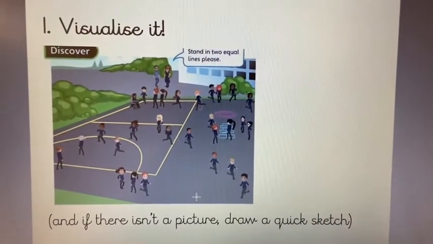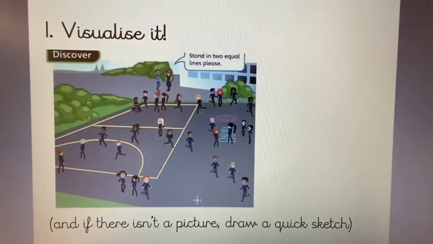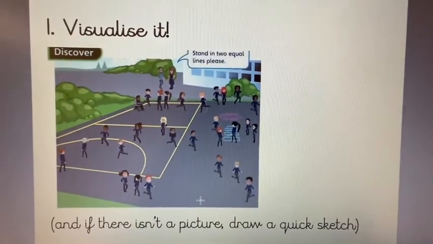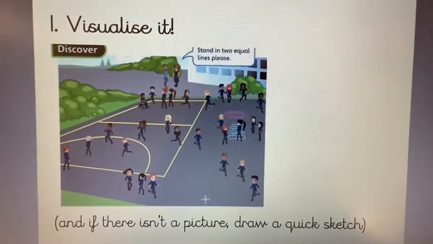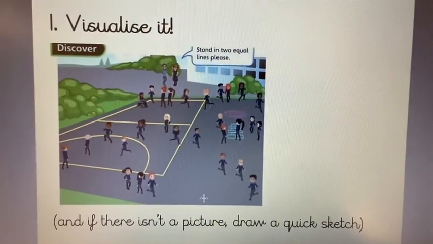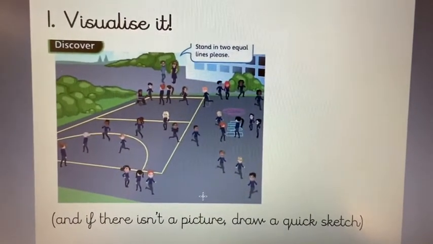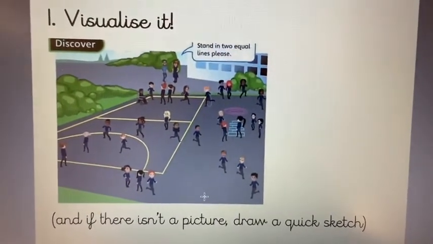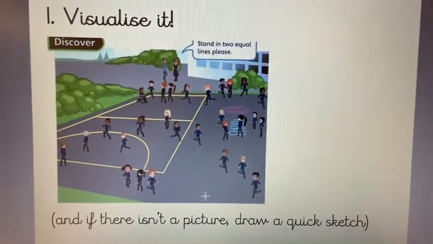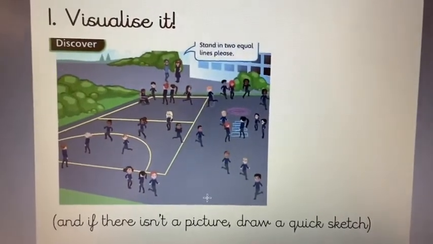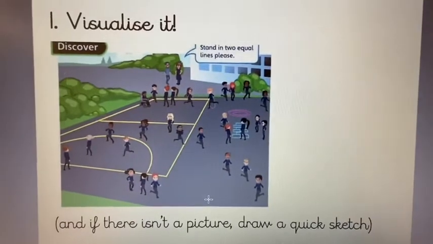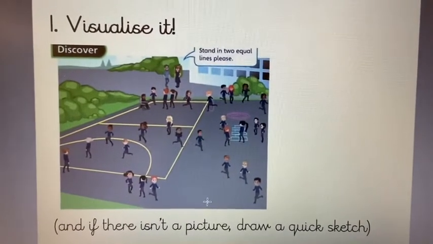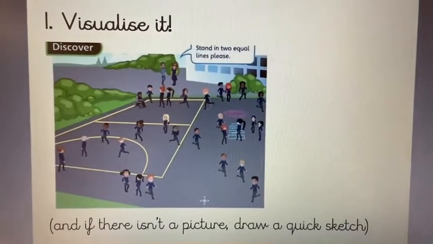This may be easy to you because it's familiar. It's something that we see at the end of break times, the end of lunch times. It's something that we do when we're lining up in PE as well, when we're creating teams. So it is something that is more familiar. But there are times when the mathematics is not easily visualised in the real world because it's not familiar to us. So what I want you to try and do at this point is, if there's not a picture, try and draw a quick sketch to make sense of what the problem is looking like.